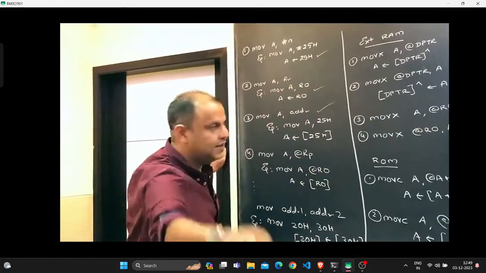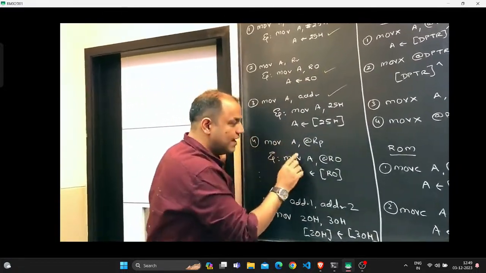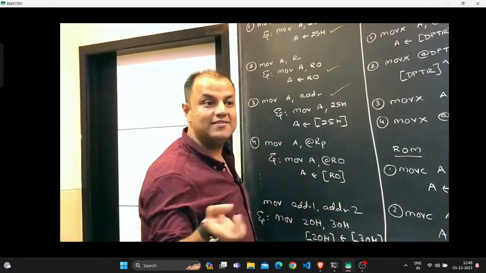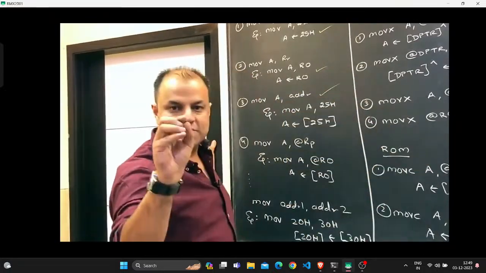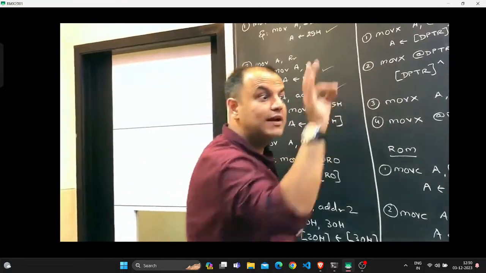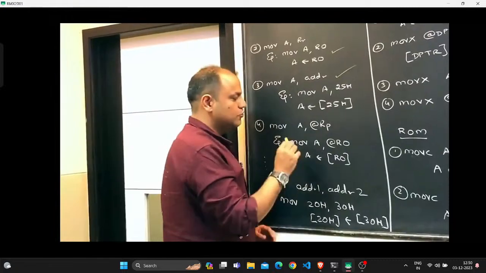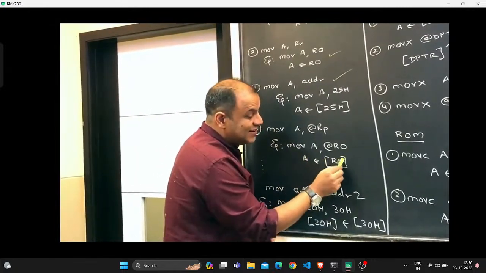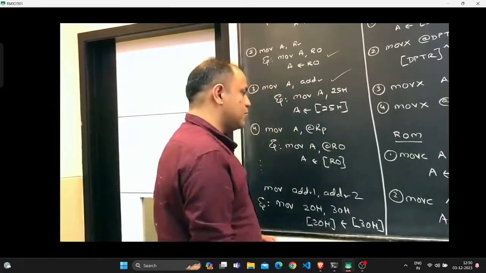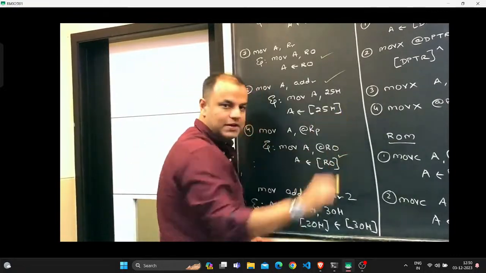Suppose R0 is 20. MOV A, R0: A gets 20. MOV A, @R0: A gets the contents of location 20. So the value of R0, which was 20, will just act as an address. The processor will go to that address, from there will get the data and put it into the A register. So for the last time, A gets the contents of the memory location pointed by R0. That means the memory location whose address is given by R0. Tell me, did you understand this?